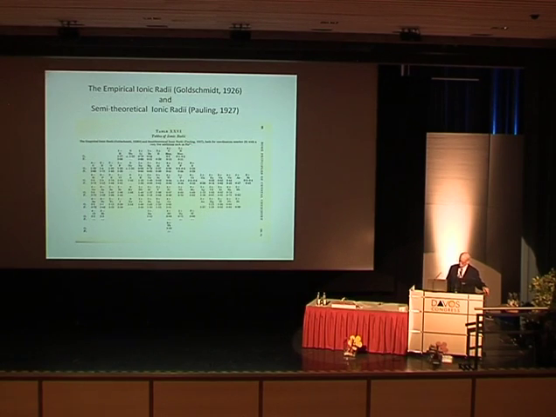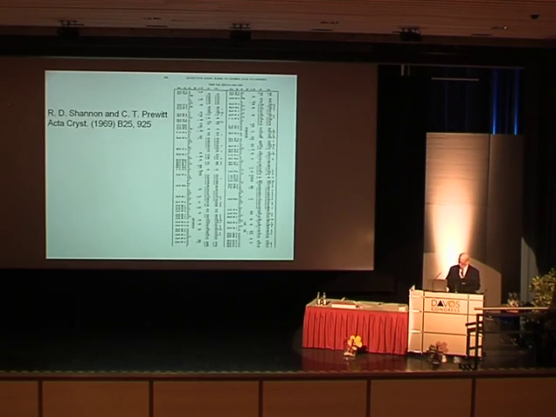Now I want to go on to radii that was mentioned earlier. I was very pleased to be able to come for this ceremony at the Goldschmidt meeting because Bob Shannon and I really followed Goldschmidt in preparation of our tables of ionic radii. Most of the good ideas came from Goldschmidt and Pauling, and we published, this is the Goldschmidt and Pauling set of radii, and this is a page from our set of effective ionic radii.